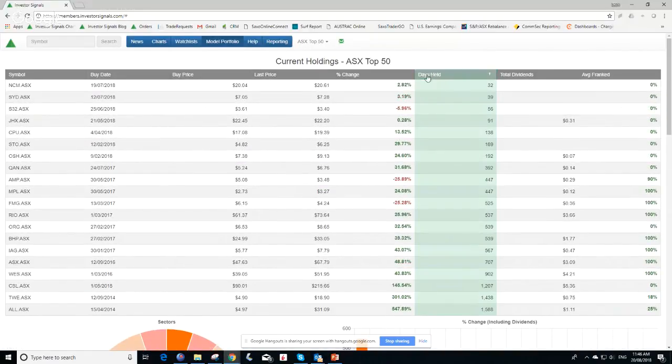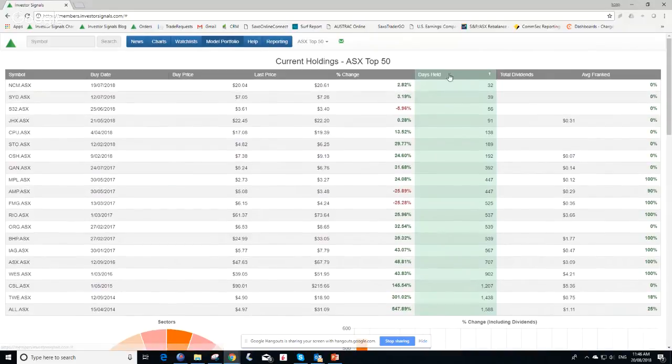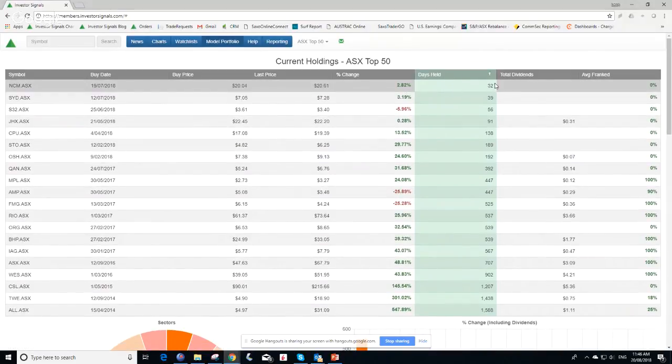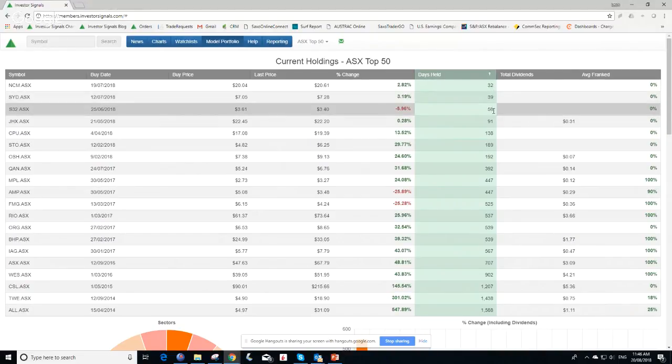So again, this column's interactive. If we click on it, you can sort it in ascending or descending order. What I've done here is got the least number of days at the top. So this means that this stock's been in the model for 32 days, 39 days, 56 days, etc.